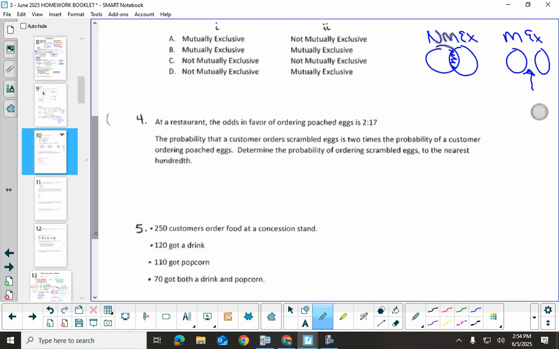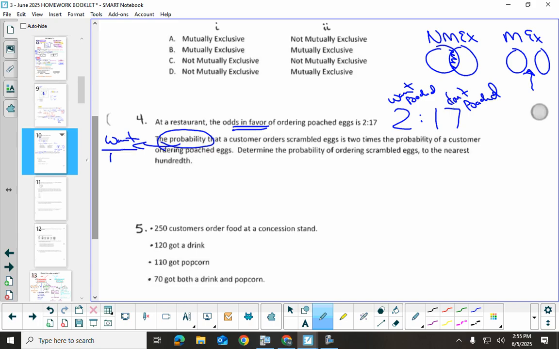Okay, back to odds. At a restaurant, the odds in favor of ordering a poached egg is 2 to 17. So they want poached, they don't want poached. So when it says in favor, then the first number is the favorable. It's the want. The probability. So probability is want over total.